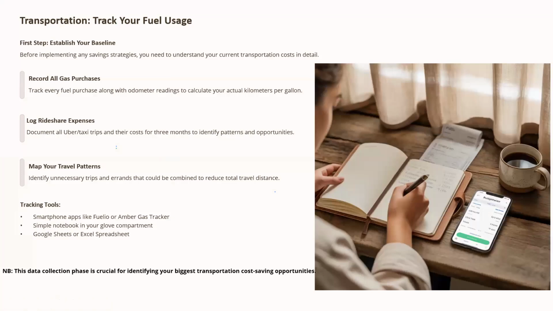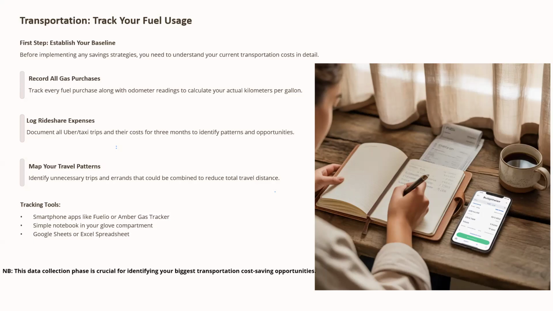So for this one, again, you want to first establish your baseline. Before you can implement any of these strategies, one of the things you want to do is to understand what your current transportation costs are. And you want to know this in as much detail as possible. So how can you do this?